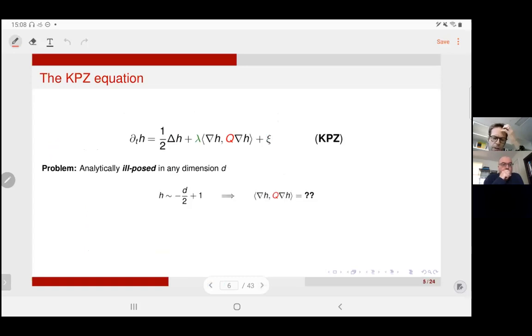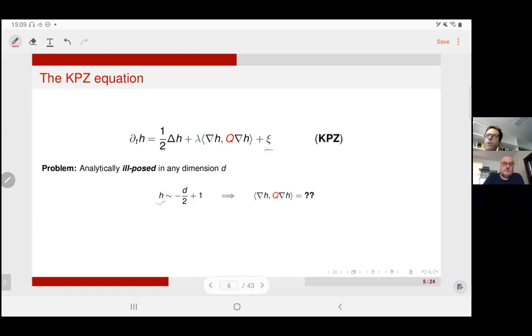Okay, so this is the equation, but as most of you probably know, this equation analytically is not well posed, at least if Xi is, as I said, a white noise. A white noise is extremely irregular, both in space and time. It's really delta correlated in space and time. So as a PDE, this is not well posed. In the best situation, you can imagine that the solution H has a regularity of minus d over 2 plus 1. For instance, in one dimension, if the nonlinearity were not there, the solution would look like a Brownian motion in space. So this has a regularity 1/2 minus.